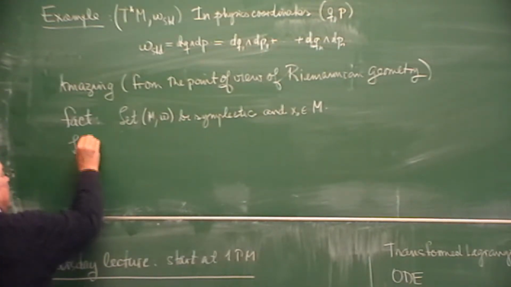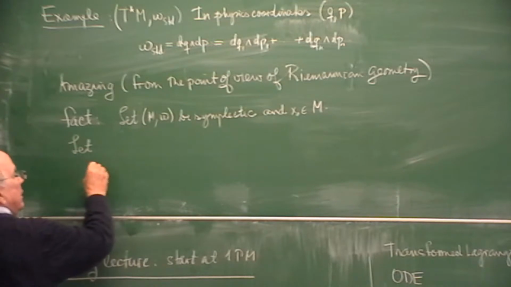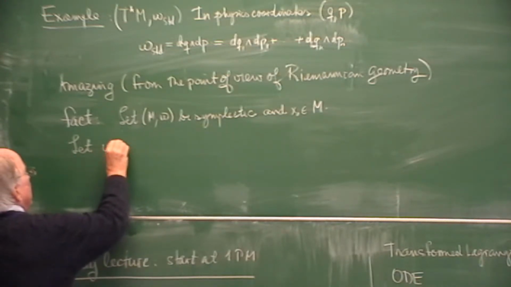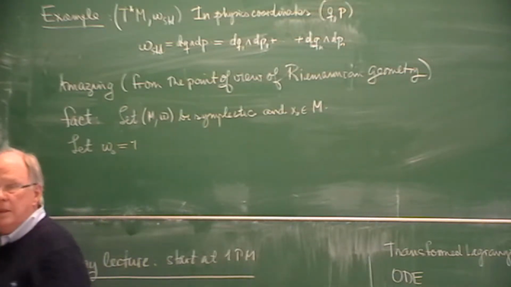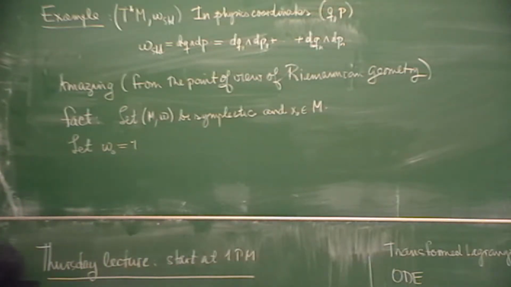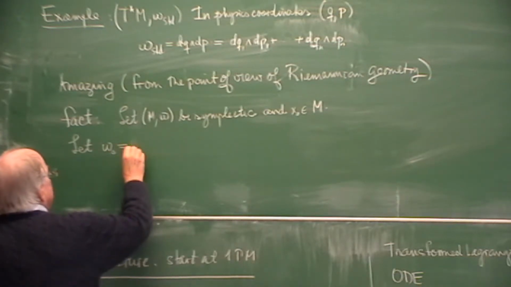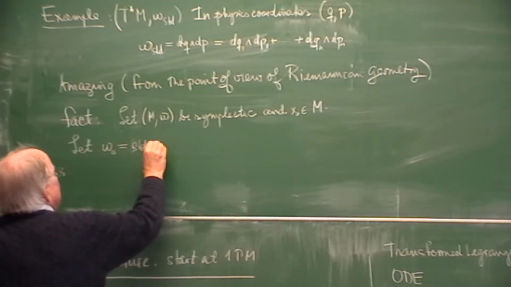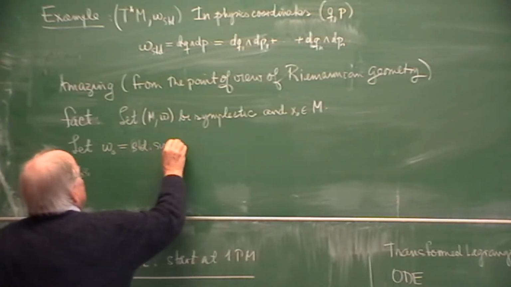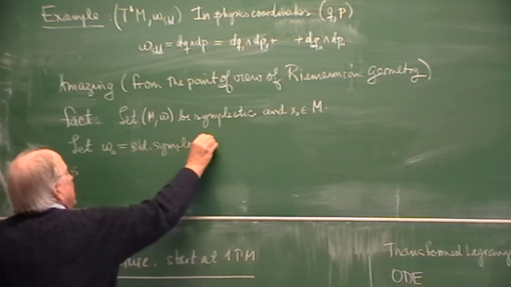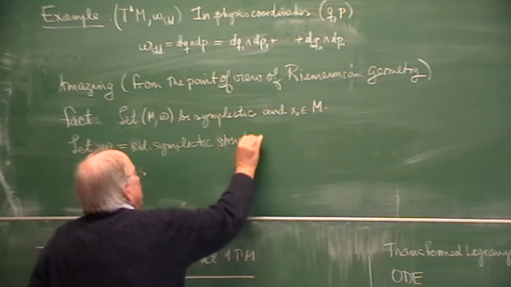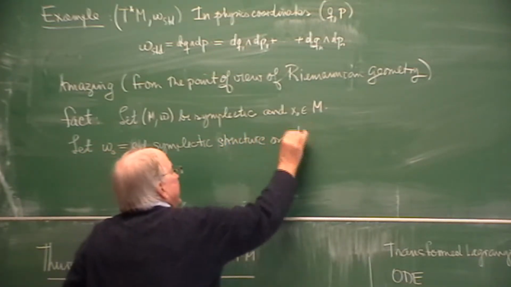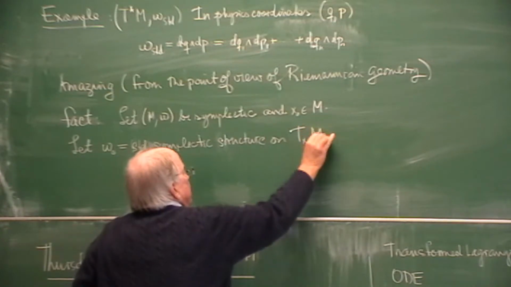Let omega 0 be the standard symplectic structure on the cotangent space on T*x0 M.